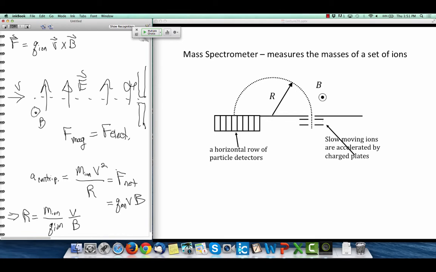Any questions about, this is mostly not about a mass spectrometer, but about this magnetic force law and the fact that particles in a magnetic field circle around or have an acceleration that brings them around in a circle. The circle is perpendicular to the magnetic field because the magnetic force, because it's this V cross B, the magnetic force is always perpendicular to the magnetic field.